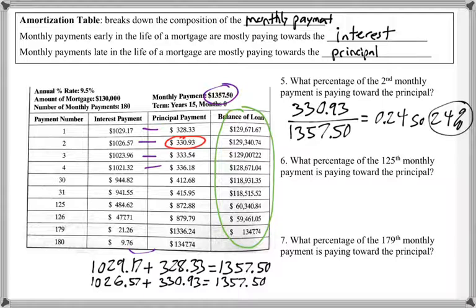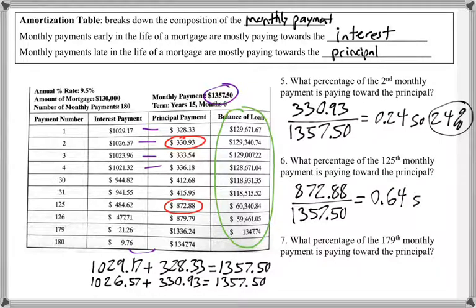And then number 6 says, what percentage of the 125th monthly payment is paying towards the principal? So the 125th is right here. So 872.88 divided by 1,357.50 is 0.64, so 64%. So it's increasing.